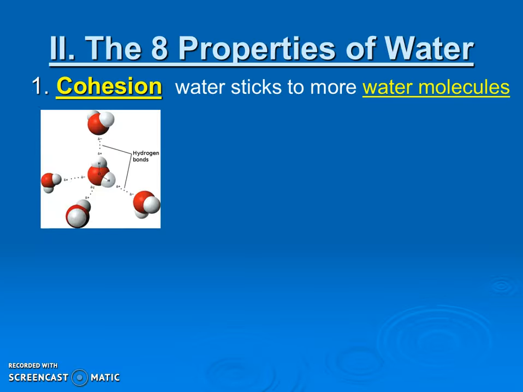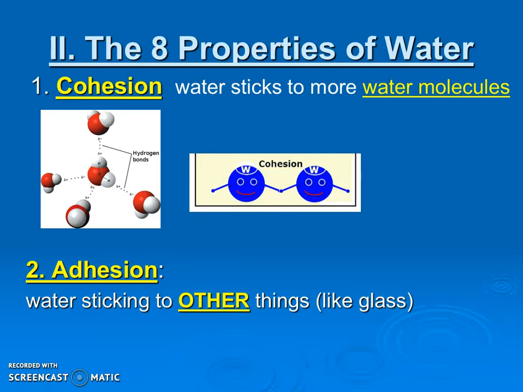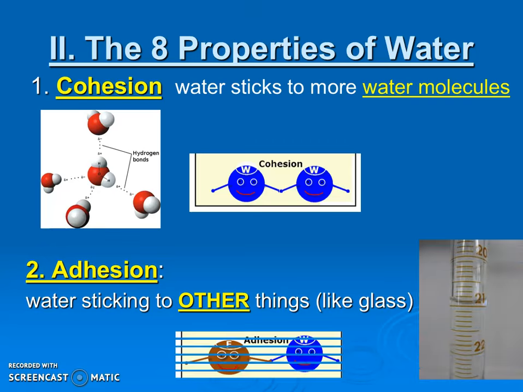Well, the first one is water has cohesion. Brand new word. Cohesion means water sticks to more water molecules. Cohesion has the prefix co meaning together. Adhesion means water sticks to other things like glass. So this one's really hard for students to make sure they don't get confused, so we're going to practice this one in class.